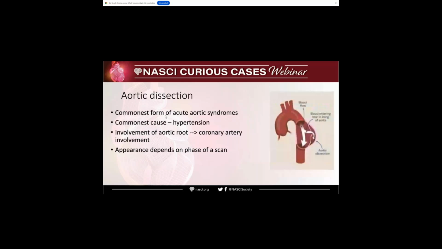So let's talk about aortic dissection. So basically, it's the commonest form of acute aortic syndrome, and the commonest cause is hypertension. And we have to remember, if the aortic root is involved, we have to take care of the coronary arteries, because they can be involved as well. And this could induce acute coronary syndrome. And again, as I said before, the appearance of the dissection and the false lumen will depend on the phase of the scan.